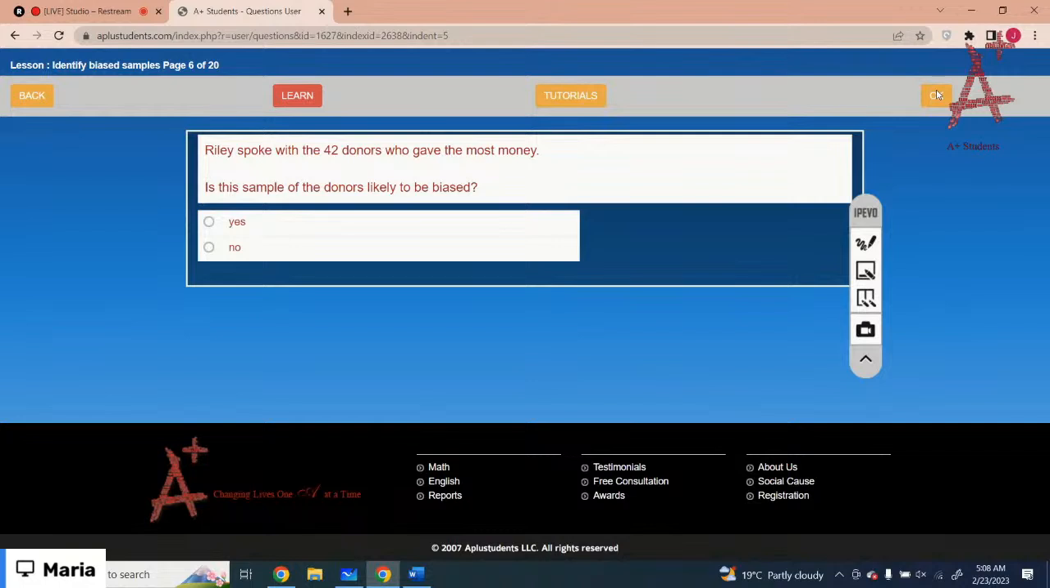Riley spoke with the 42 donors who gave the most money. So is the sample of the donors likely to be biased?